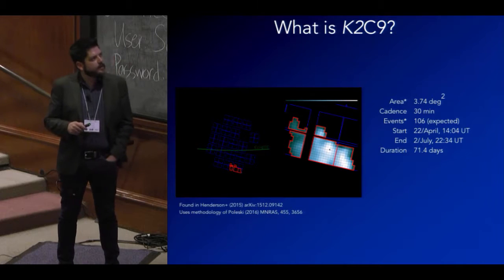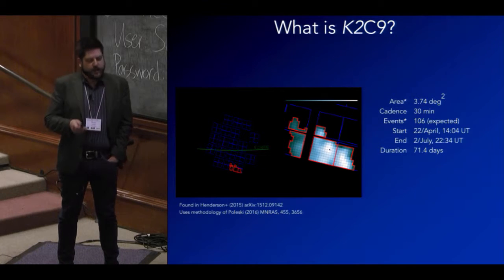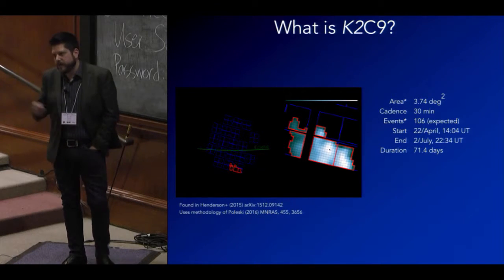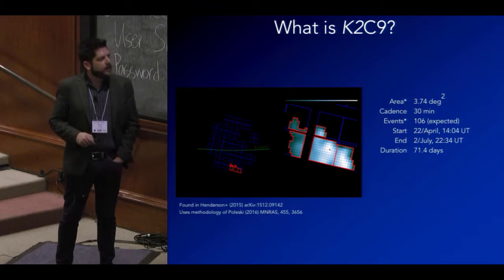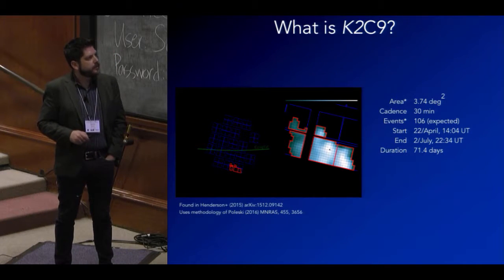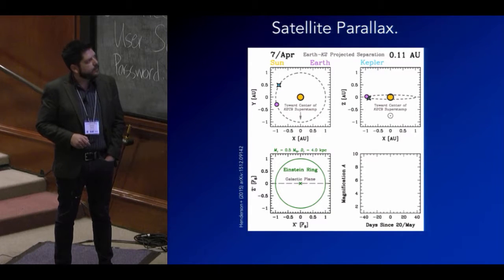So the total area is about 4 square degrees. The cadence is 30 minutes. We expect about 100 microlensing events in total. It started on the 22nd of April. The duration was slightly less than a full campaign because of this emergency mode, but nevertheless still substantial. And so the idea is that we look for microlensing events that we can see both from the ground and from K2.